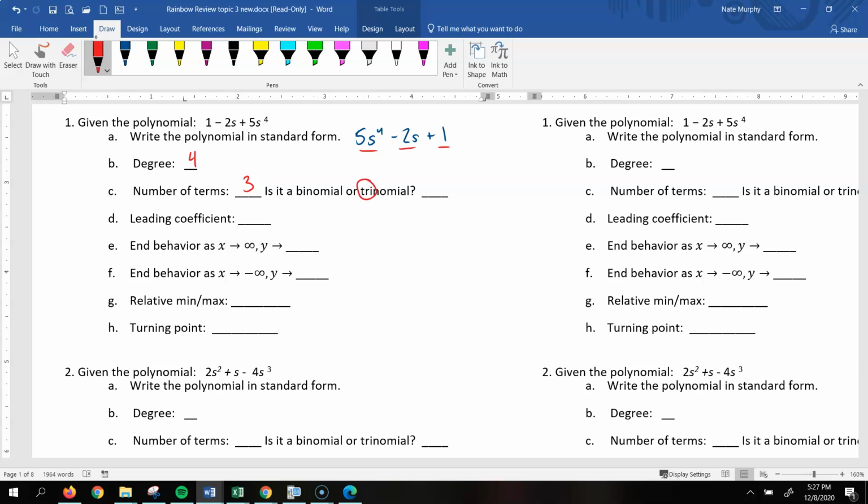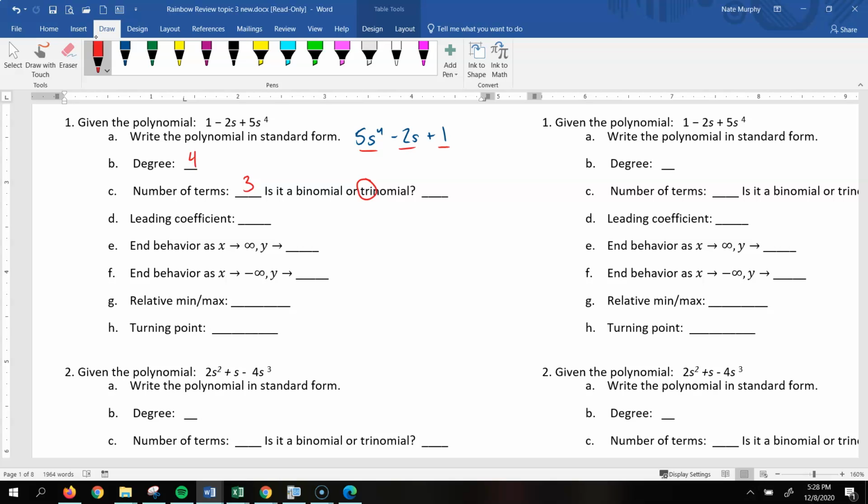Some of you guys had a question on how do you know if it's a binomial or trinomial? It's based on the number of terms, not the number of variables, the number of terms. And a term is separated, remember, by a plus or a minus sign. So there's 3 individual terms. Just like a tricycle has 3 wheels, this is a trinomial, would be your answer for letter C.